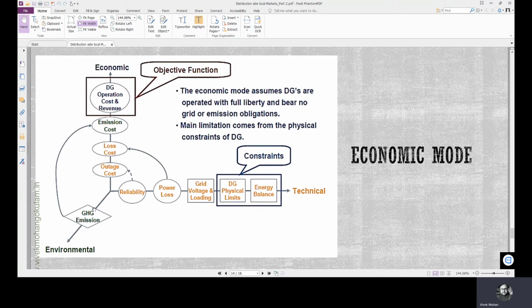Now GHG emission, this is environmental objective. So here this is economic mode. Main limitation comes from the physical constraints of DG, because each DG has a Pmax. Beyond that we cannot go. So right, we cannot generate beyond that. So that is a constraint. Based on that, the economic objective is constrained. It is limited. We cannot maximize the profit in the most flexible manner, right? As there are constraints, it may not go that much high. It will be limited. It will be capped. The profit will be capped.